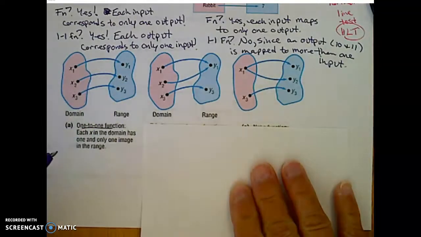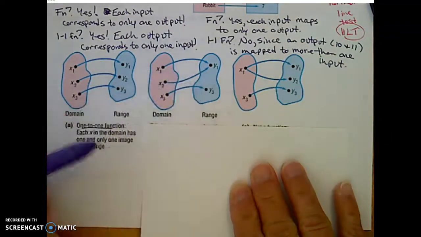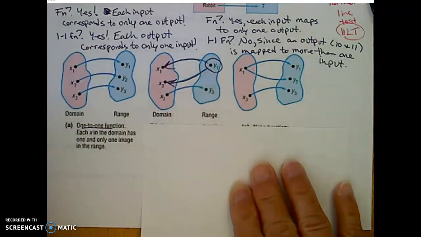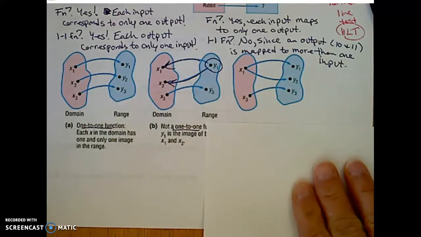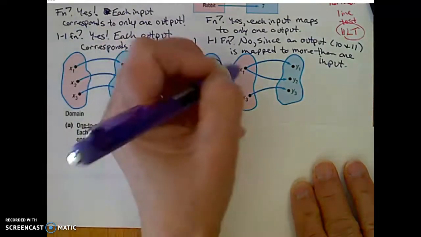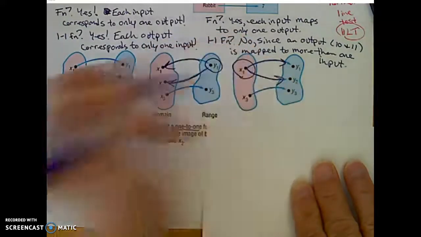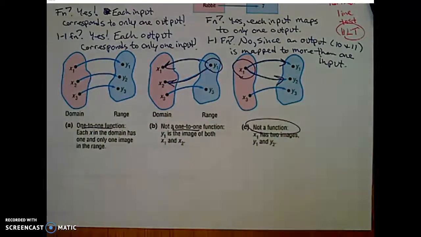Is that next thing a function? And is it one-to-one? Each input maps to one output, but there's an output that corresponds to two different inputs, so it's not a one-to-one function. Is this last thing a function? Does each input go to only one output? And actually no, that fails right away. I have an input that maps to two different outputs, so this thing is not even a function.